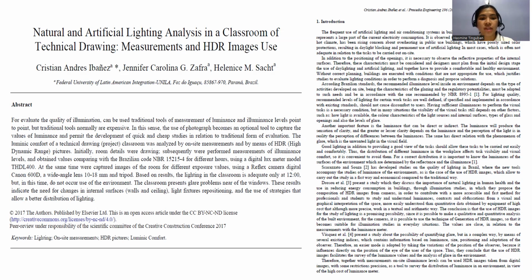Based on results, the lighting in the classroom is adequate only at 12 o'clock, but at this time the environment is not in use. The classroom presents glare problems near the windows. These results indicate the need for changes in internal surfaces, walls and ceiling, light fixtures repositioning, and the use of strategies that allow a better distribution of lighting.